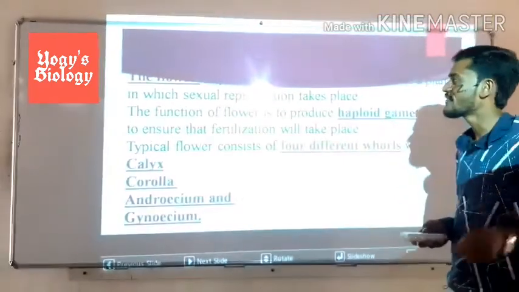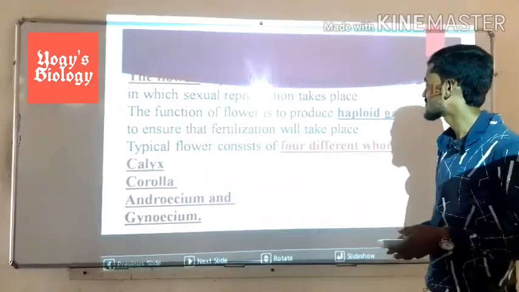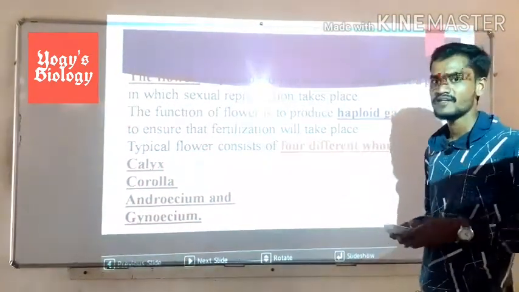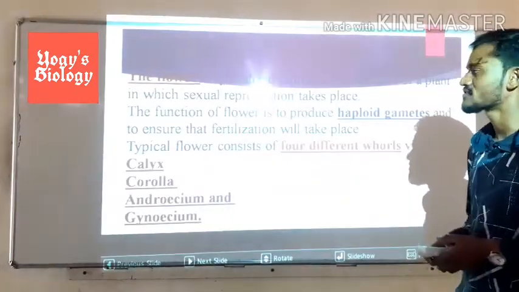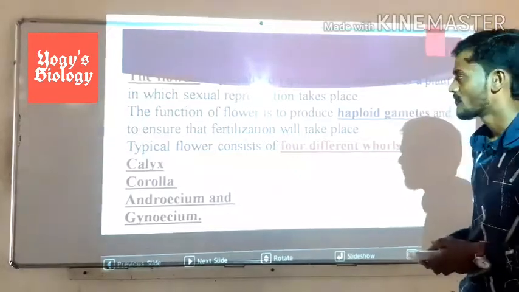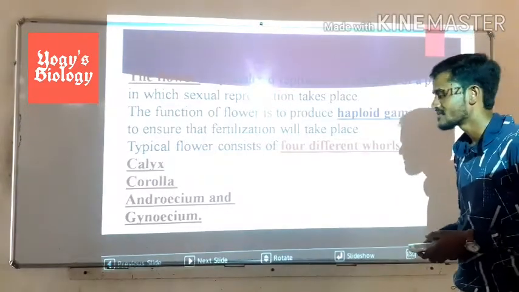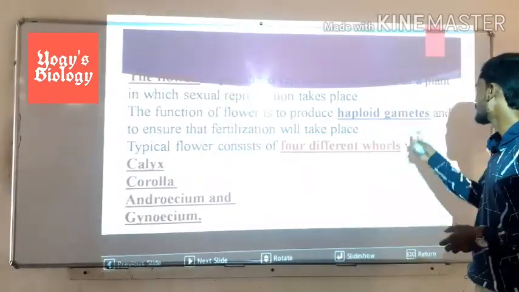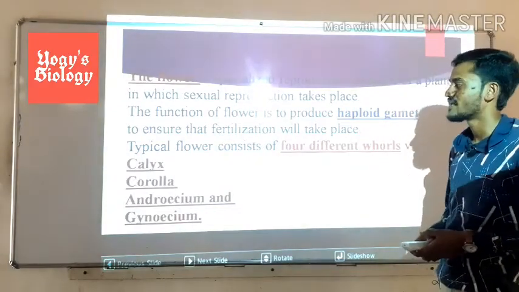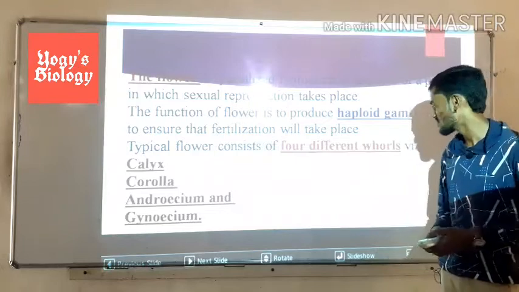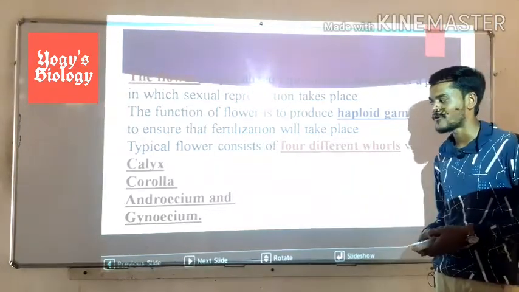The flower is a specialized reproductive structure of a plant in which sexual reproduction takes place. The function of the flower is to produce haploid gametes and to ensure that fertilization will take place. A typical flower consists of four different whorls: calyx, corolla, androecium and gynoecium.